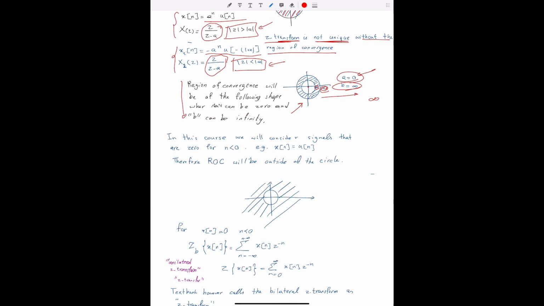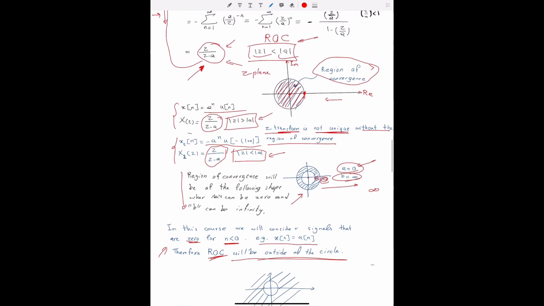Yeah, so for the purpose of this course, we only consider signals that are 0 for n less than 0. So if n is negative, then the signal is 0. For example, x of n is equal to u of n. So we're saying that we're considering all signals multiplied by u of n, because u of n ensures that all signals at negative n will have a 0 value. Okay, therefore the region of convergence will be outside of the circle here.